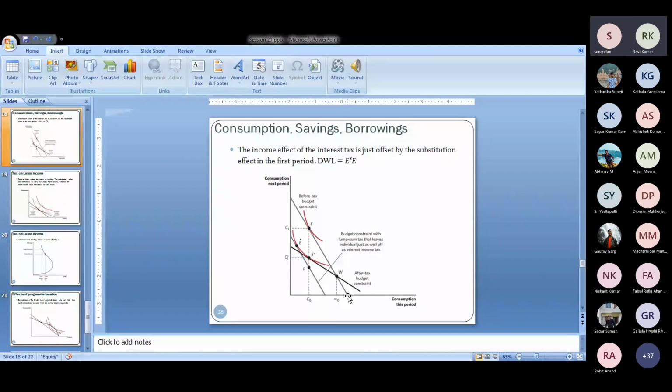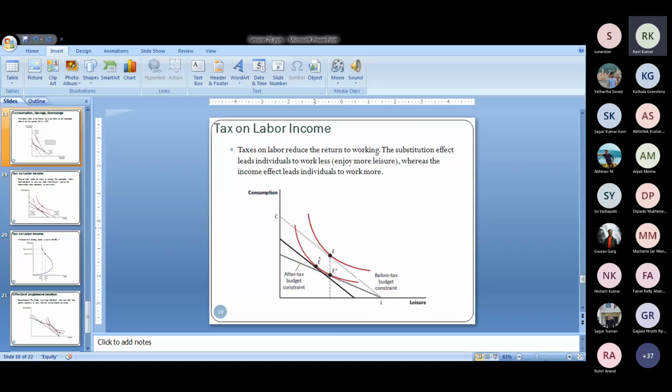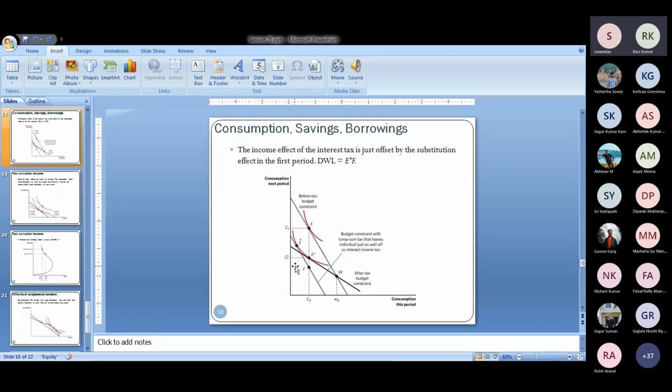Correct. So what is the deadweight loss? If there was a lump sum tax, then you move from E to E hat. If there is a tax on the interest rate, then basically what changes? The interest earning which is being taxed. So the slope of this budget, what is this budget? C naught plus C1 by 1 plus R is equal to W naught plus W1 by 1 plus R. That's my equation, right? So this 1 plus R is being taxed, so slope changes. So E star becomes my equilibrium when this tax on interest is being imposed.